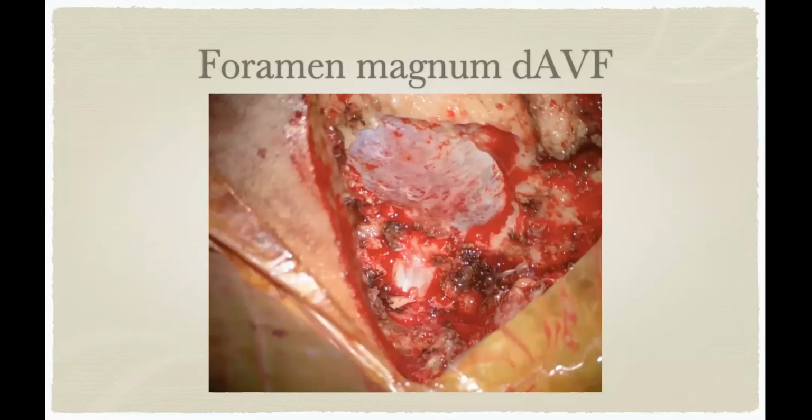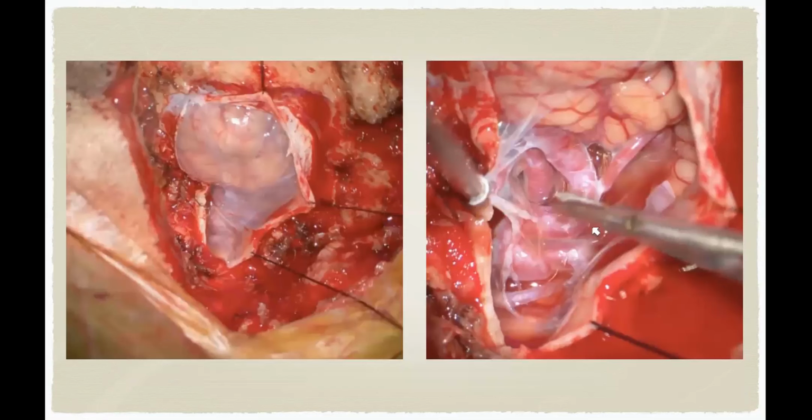The other entity is the foramen magnum dural AV fistula, which is basically a marginal sinus fistula. I show this video because of one important thing. Whenever we are opening the dura, we should always try to keep the arachnoid intact, because all these dilated veins and vessels can actually come out if we open the arachnoid immediately, with the surge of the CSF outflow.